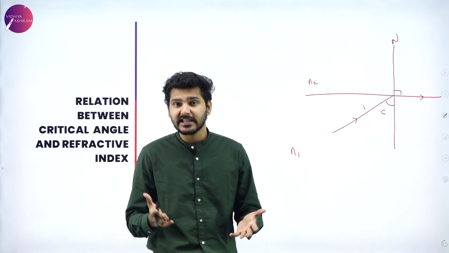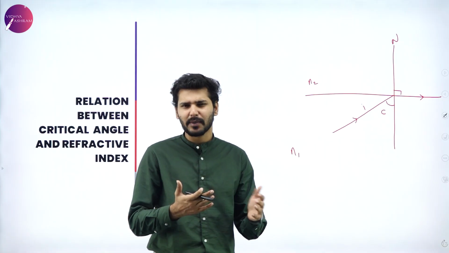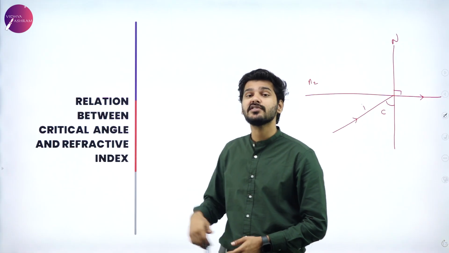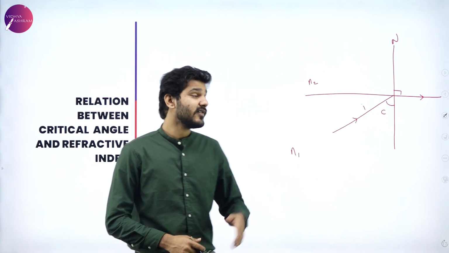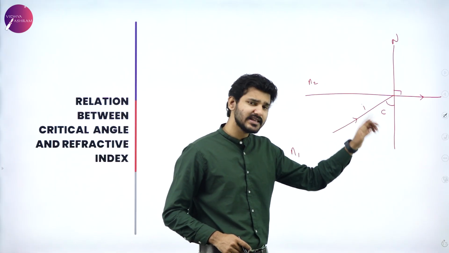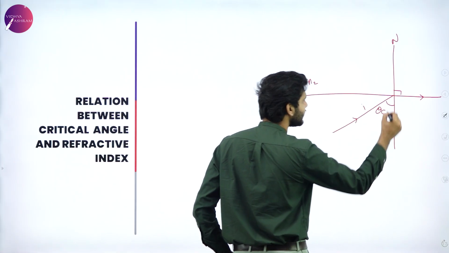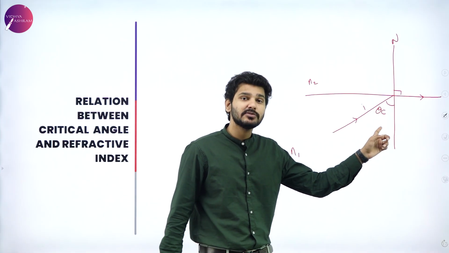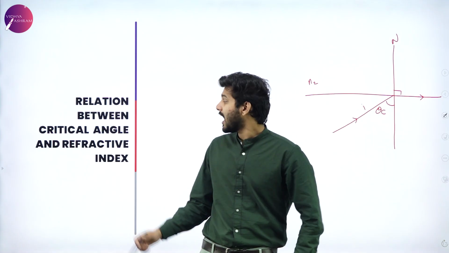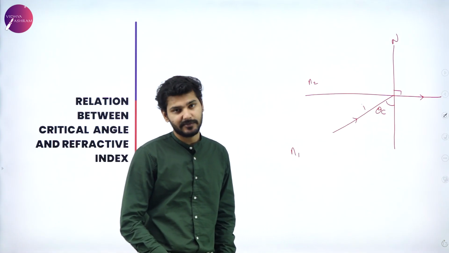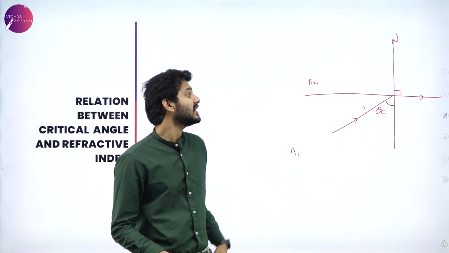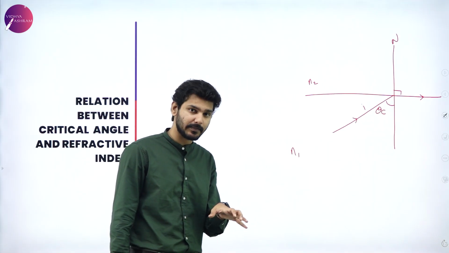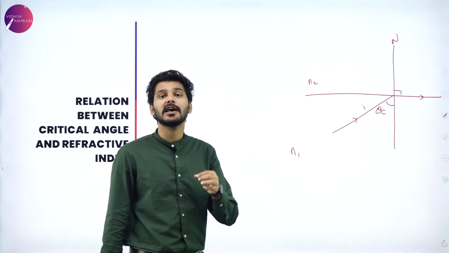Now again, we have already seen what all of this meant and how it happens. Everything was explained. Now we are going to look at the relation between critical angle and refractive index. Basically, we have a critical angle here which is indicated by C. Let's say this particular angle is theta C or just C, however you want to phrase it. So what is the relation between this critical angle and the refractive index of the material medium? Because we just said that the critical angle of any incident ray or any material depends upon the refractive index of that particular material.